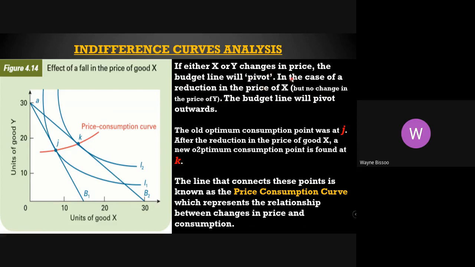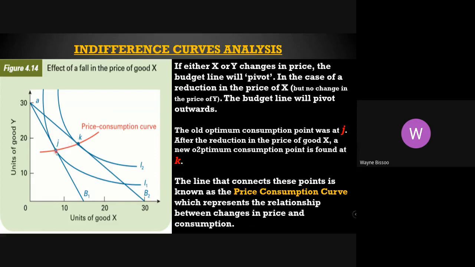So in the case of the reduction in price of good X, there is no change in price of good Y. So we're holding one price constant, changing the price of the other, right? So the price of good X fell, a reduction in price, causing the budget line to pivot outwards from AB1 to AB2, right? The old optimum position was at point J here. After the reduction in price of good X, a new optimum position was found at K. That's at this point here.